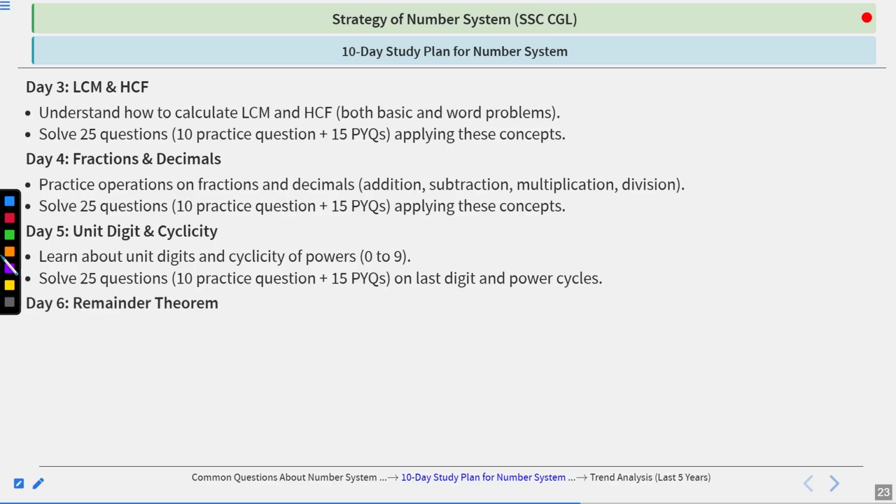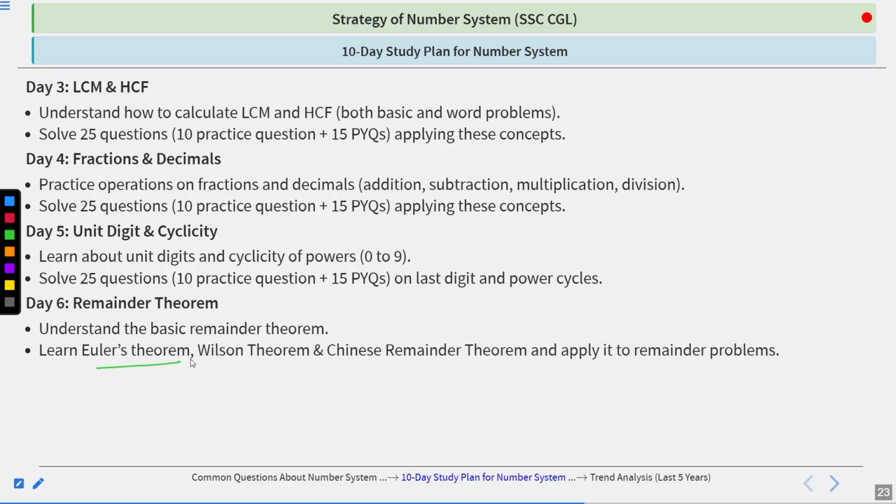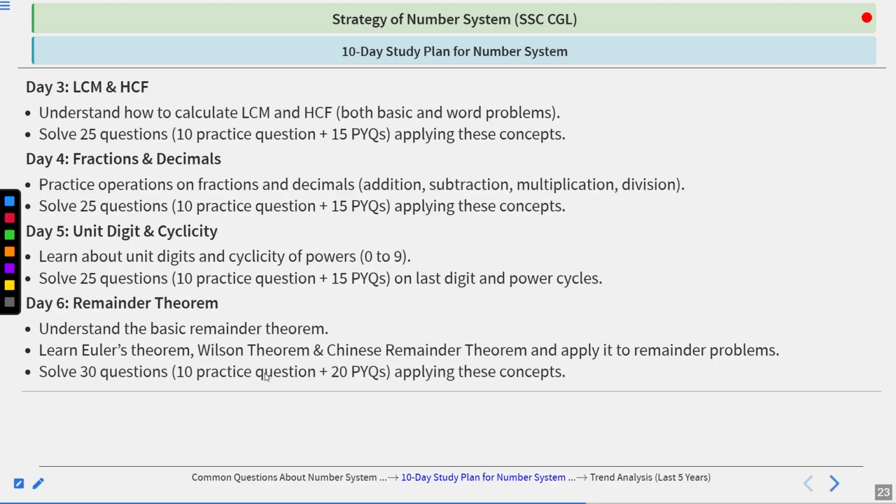On the sixth day you can learn about the remainder theorem. So understand the basic remainder theorem concept, learn Euler theorem, Wilson theorem, Chinese remainder theorem and apply them to remainder problems. So solve minimum 30 questions, in which 10 should be practice questions and 20 should be PYQs which are asked in the SSC CGL exam, and apply these concepts to solve these types of questions.